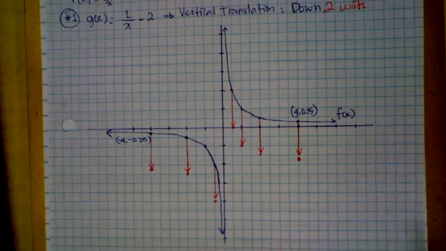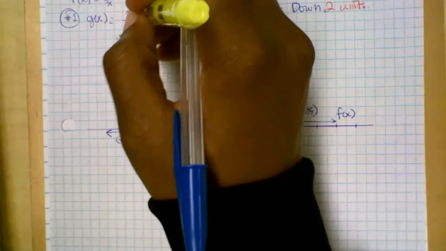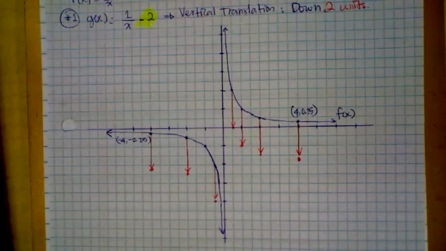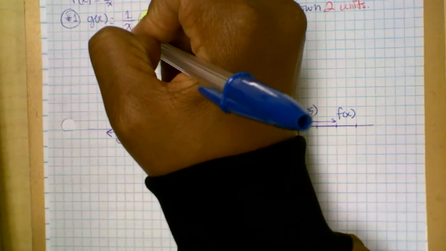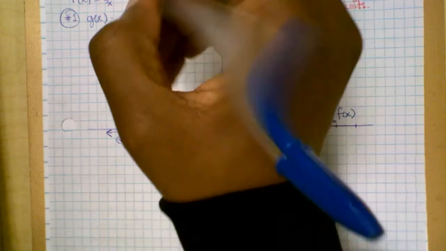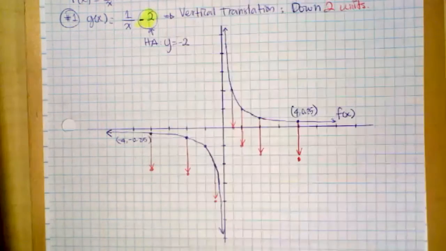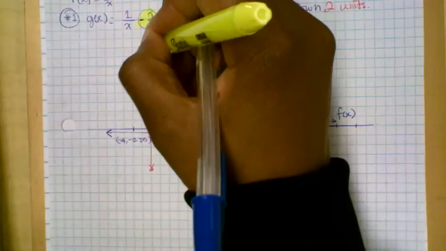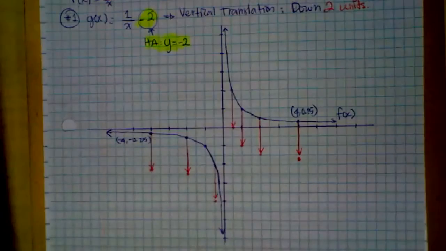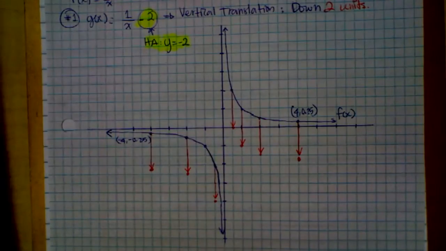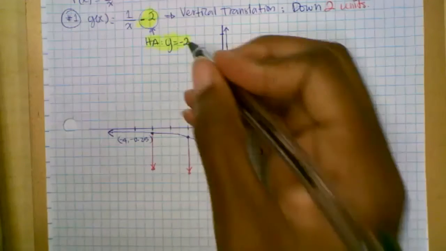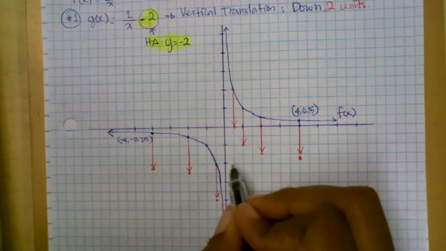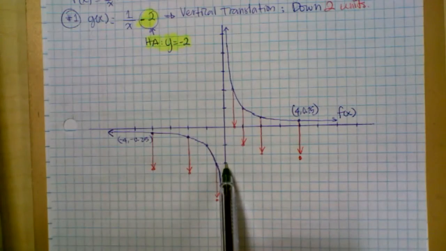Okay, and I hope you can notice here that this number right here, the negative 2, represents as well the horizontal asymptote, which is going to be y equals negative 2. So the new horizontal asymptote is going to be y equals negative 2, a horizontal line that cuts the y-axis at negative 2. Negative 2 is right here.